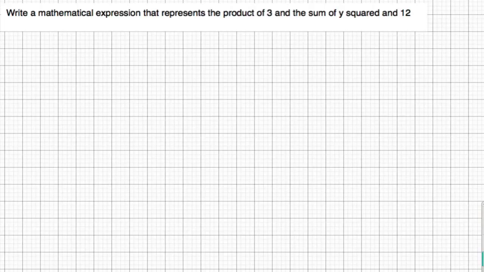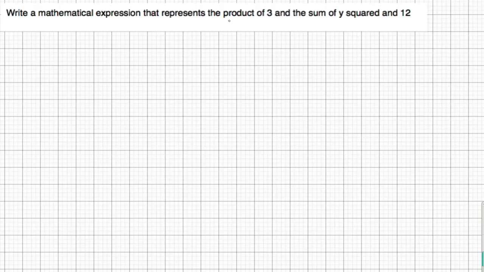All right, you guys, let's take a look at some of the things that you'll see on the expressions quiz, right? We're going to learn a little bit about how to write words as expressions, how to identify expressions that are equal to each other. And this is a review video. So here we go. This is: write a mathematical expression that represents the product of 3 and the sum of y squared and 12. So right away, I see that we're talking about a product here.